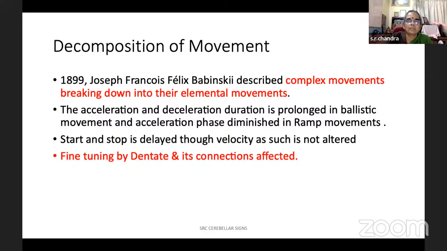Acceleration and deceleration duration is prolonged, because the cerebellum is a function generator for fast movement. I have told all this in the anatomy. So acceleration and deceleration become prolonged, and the acceleration phase gets affected whether it is a ballistic movement or a ramp movement, and start and stop are delayed, though velocity as such is not altered. And this is due to a fine-tuning defect by the dentate and its connections.